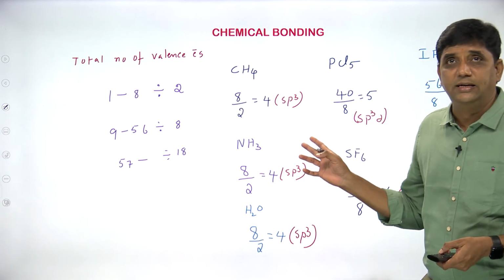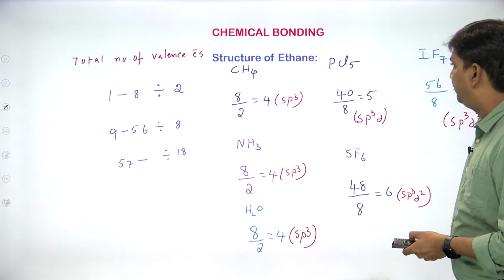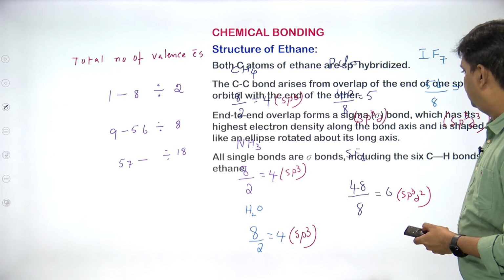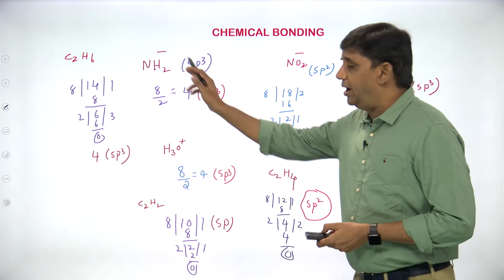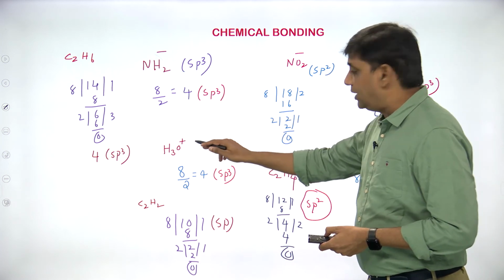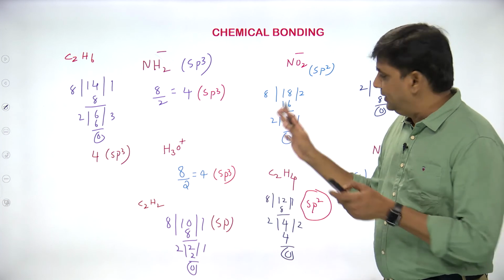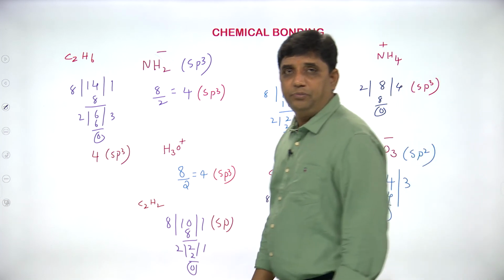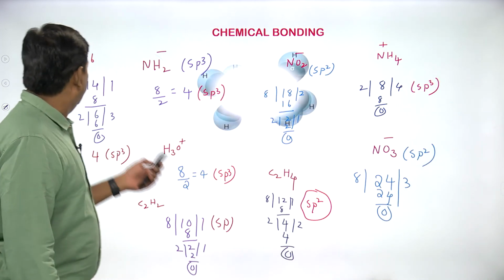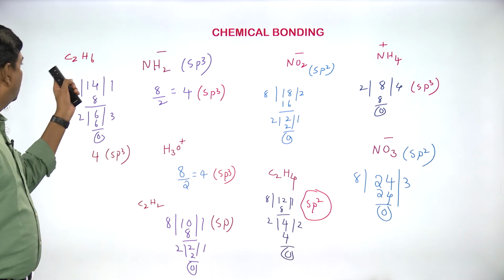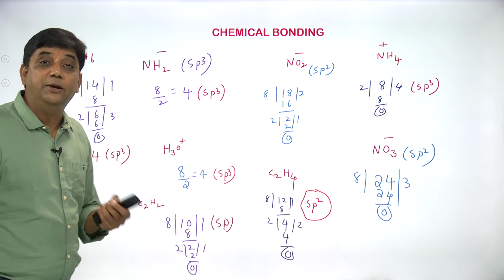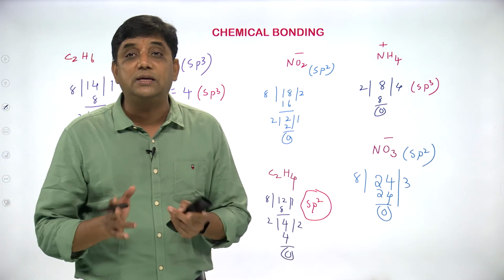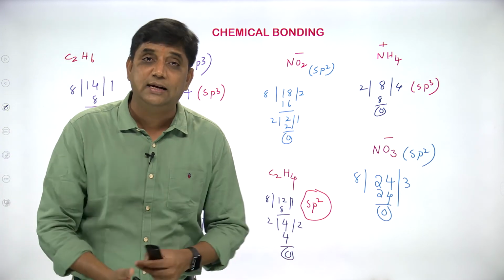And here we have seen different compounds. See, negative charge means you have to add 1 electron. Positive charge means you have to remove 1 electron. Then the same method is applicable. For C2H6 and similar compounds, there are 2 central atoms. The advantage of this technique is that it can be used for compounds that contain more than 1 central atom.